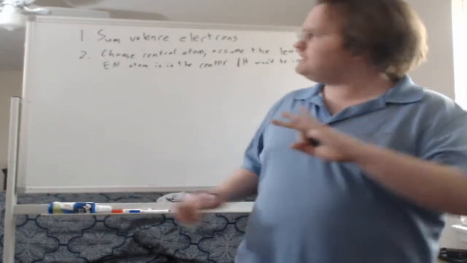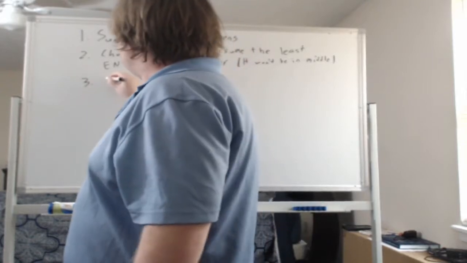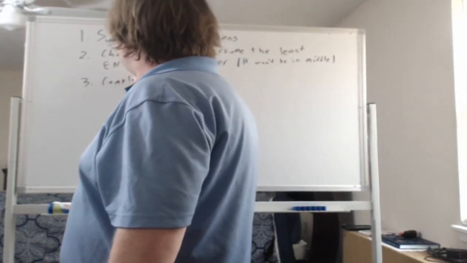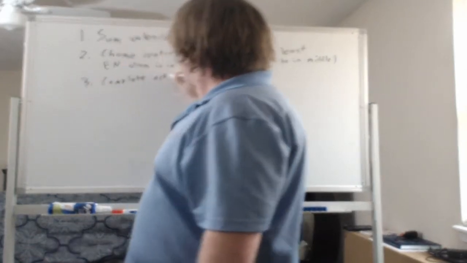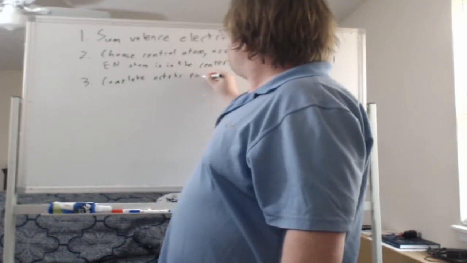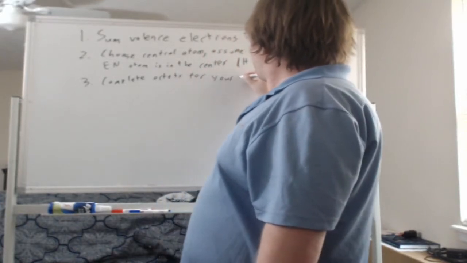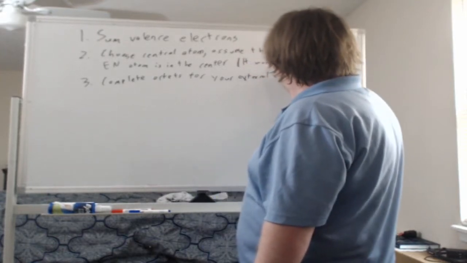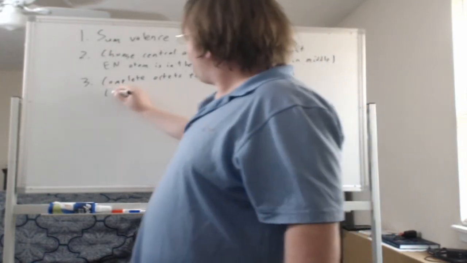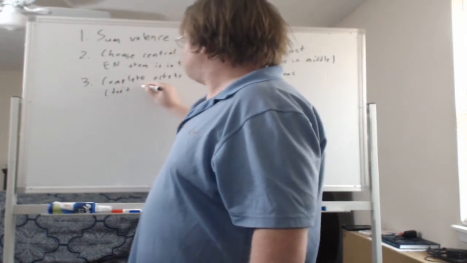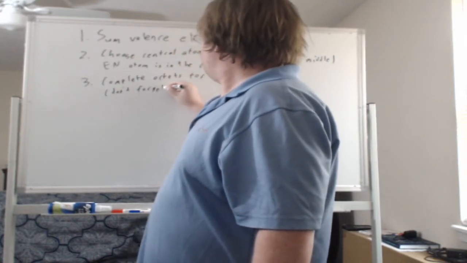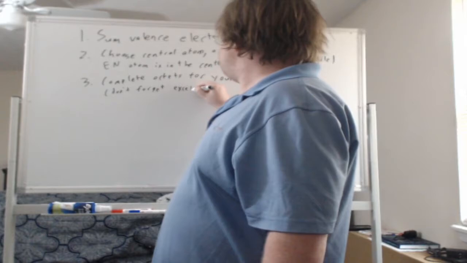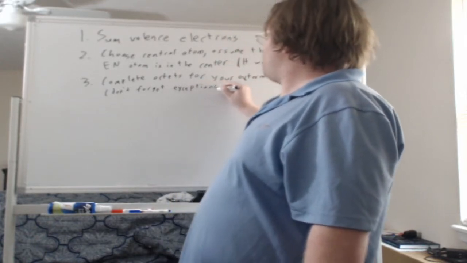So the next thing you want to do, 3, is you want to complete the octets for your external atoms. But also, don't forget exceptions. So this mostly just means that your hydrogens are only going to get to 2. Don't try to take them to 8.